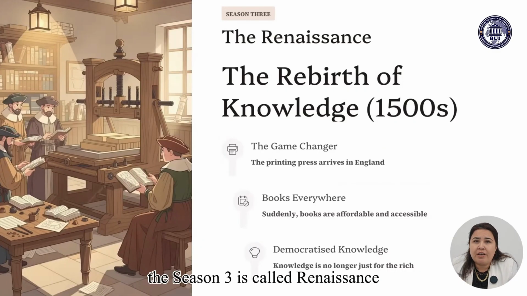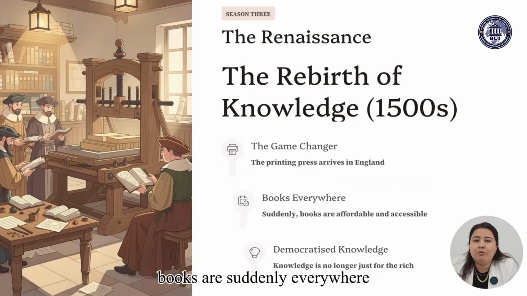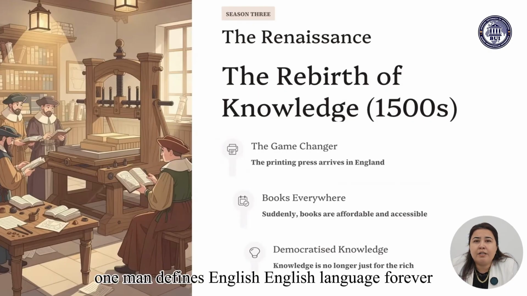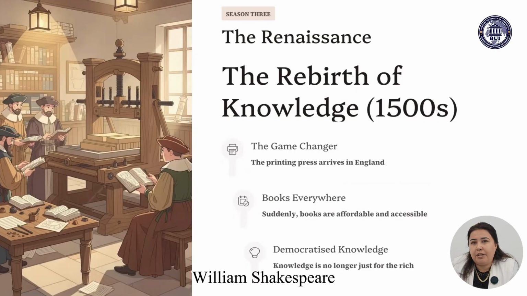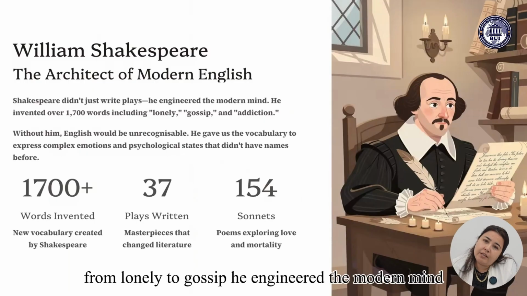Season 3 is called Renaissance, rebirth of knowledge. The printing press arrives, books are suddenly everywhere. They are cheap. And one man defines the English language forever. William Shakespeare. He invented over 1,700 English words that we still use, from lonely to gossip. He engineered the modern mind.